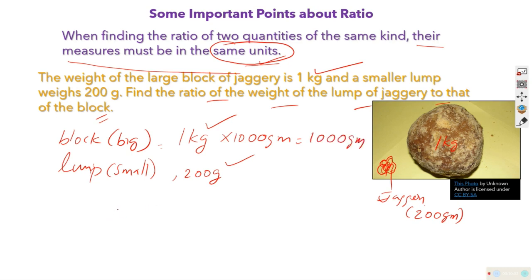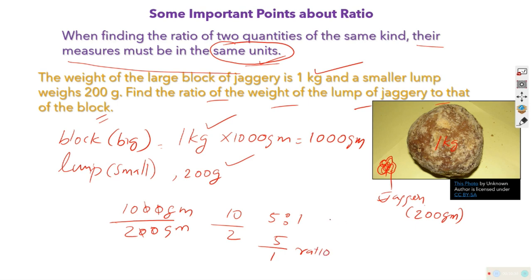So the ratio or the proportion will be written in such a way that 1000 gram and 200 gram. This will be the ratio. If you cancel the zeros, you will get 10 upon 2. Again, you can reduce it to 5:1 or 5 upon 1 as ratio. If it is comparing block with lump, the small one, that's why 5 is bigger. This is in the format of proportion.